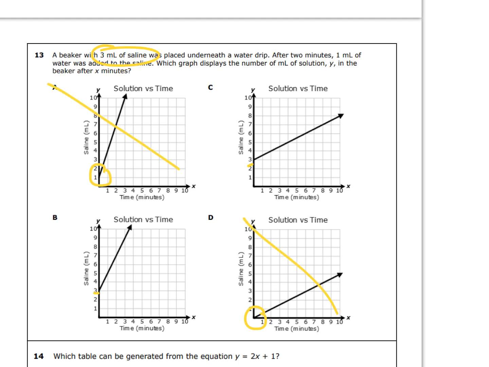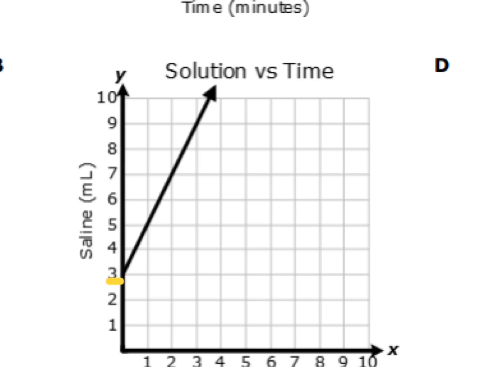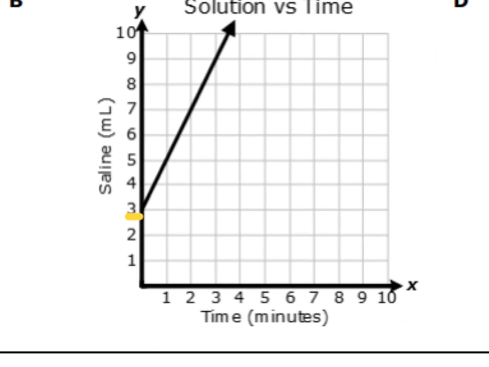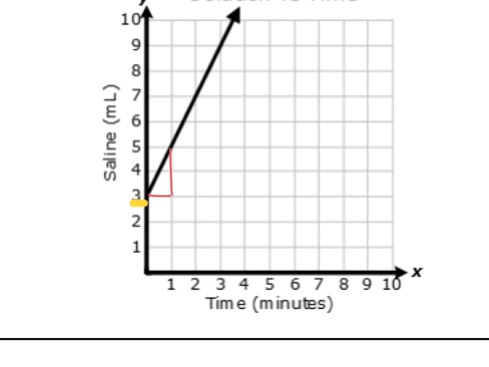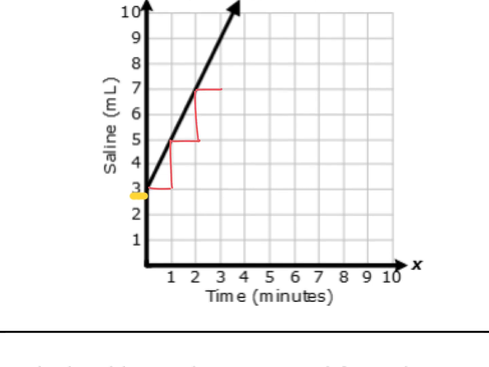Okay. The next condition is that it drips 1 milliliter every time 2 minutes goes by. So I'm going to zoom in here and we're going to draw our lines. Okay, this says 1 minute has gone by, 2 drops of saline. 1 minute, 2 drops. Okay, so that is not what we want. We want 2 minutes for every one of these.